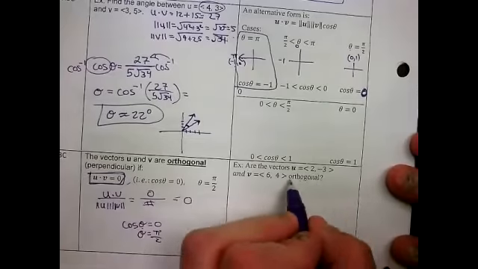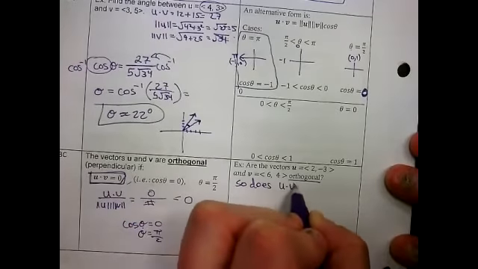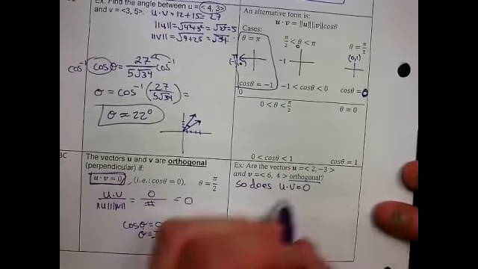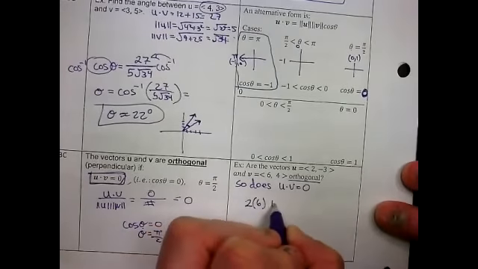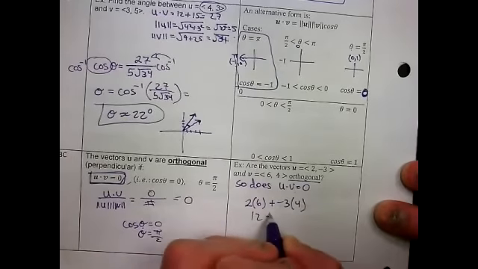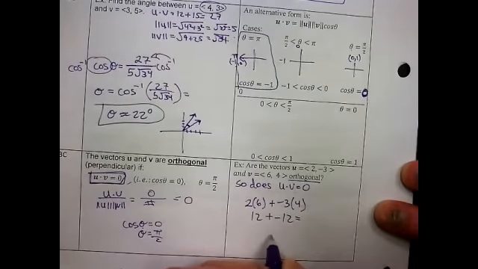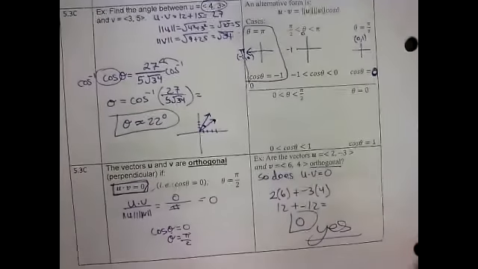Here it says, are the vectors orthogonal? So does u dot v equal 0? Let's find u dot v. That's 2 times 6 plus -3 times 4, which is 12 plus -12, and that is 0. So yes, these are orthogonal.